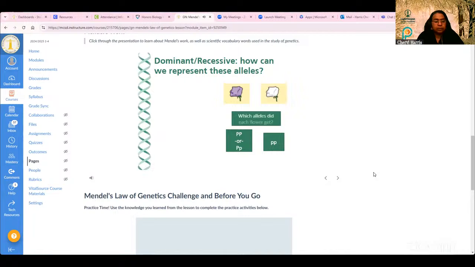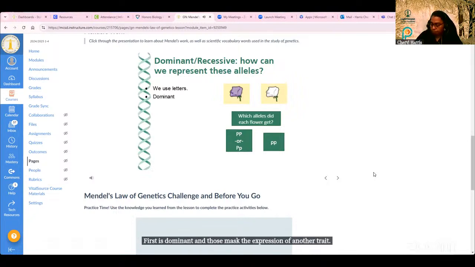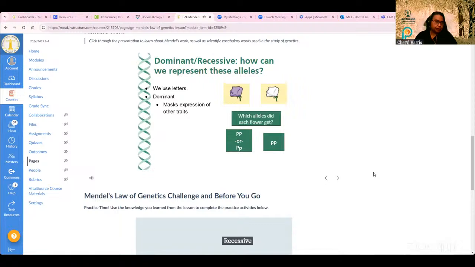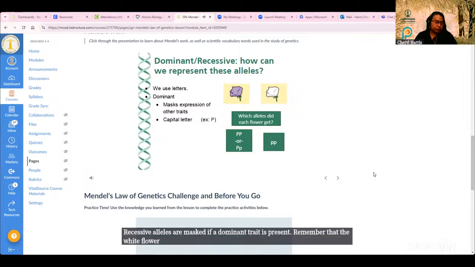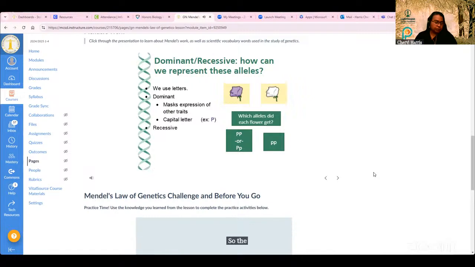How can we represent alleles? Well, there are two types of alleles. The first is dominant, and those mask the expression of another trait. We will use capital letters in this course to denote a dominant allele. Recessive alleles are masked if a dominant trait is present. Remember that the white flower was masked by the purple trait. So the white trait is recessive, and we'll use small letters to denote recessive traits.